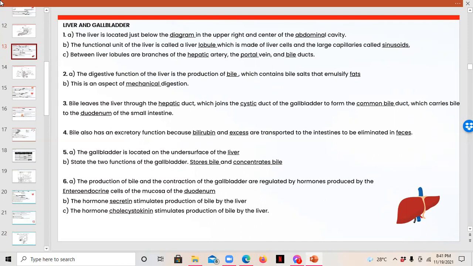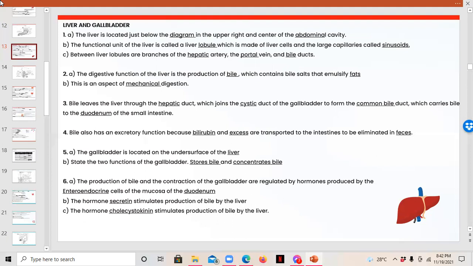Number 2A. The digestive function of the liver is the production of bile, which contains bile salts that emulsify fats. Letter B. This is an aspect of mechanical digestion. Number 3. Bile leaves the liver through the hepatic duct, which joins the cystic duct of the gallbladder to form the common bile duct, which carries bile to the duodenum of the small intestine.